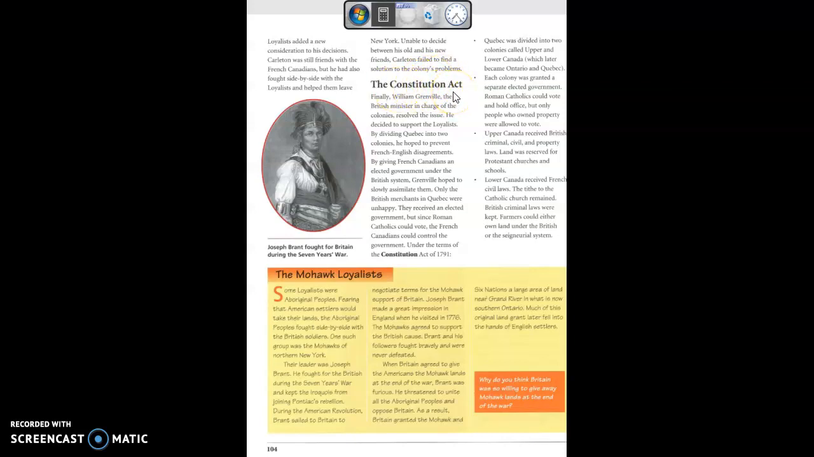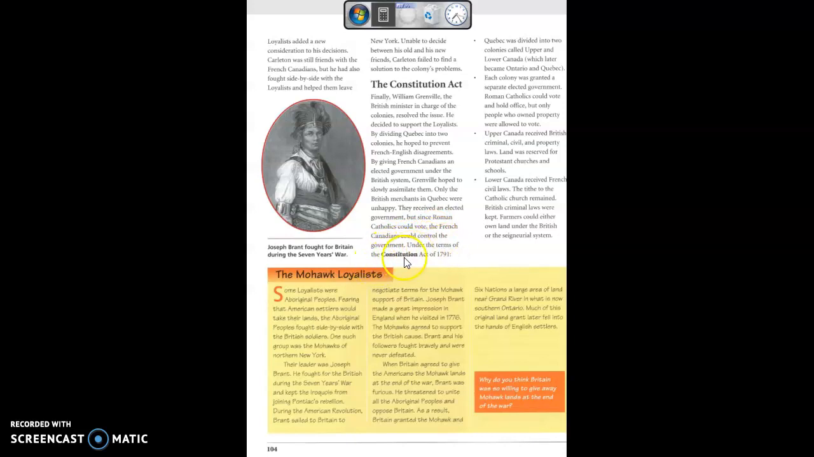The Constitution Act. Finally, William Grenville, the British minister in charge of the colonies, resolved the issue. He decided to support the Loyalists. By dividing Quebec into two colonies, he hoped to prevent French-English disagreements. By giving French Canadians an elected government under the British system, Grenville hoped to slowly assimilate them. Only the British merchants in Quebec were unhappy. They received an elected government, but since Roman Catholics could vote, the French Canadians could control the government.